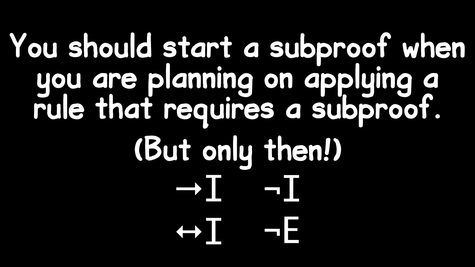Thinking about proofs generally, it's important to keep in mind that you should start a subproof when you're planning on applying a rule that requires a subproof, but only then. Remember, we have 4 rules that require subproofs: conditional introduction, biconditional introduction, negation introduction, and negation elimination. When you have one of those rules in mind, start a subproof. But when you don't, don't start a subproof.